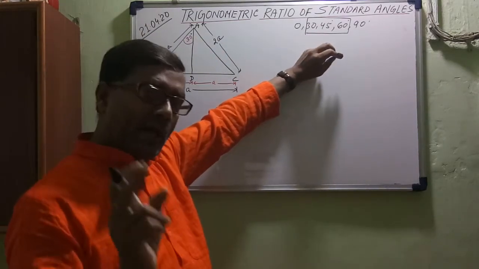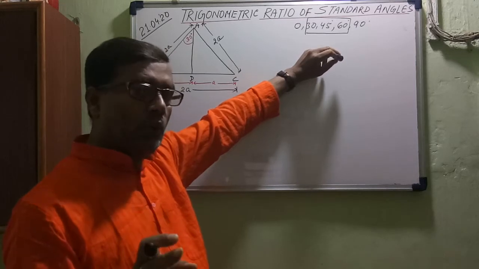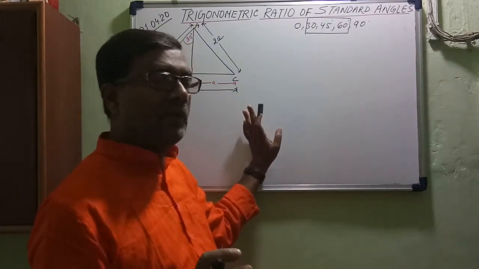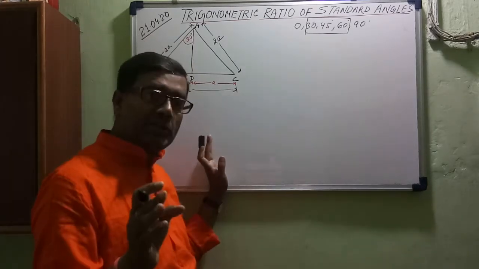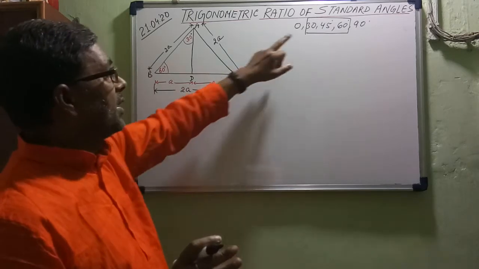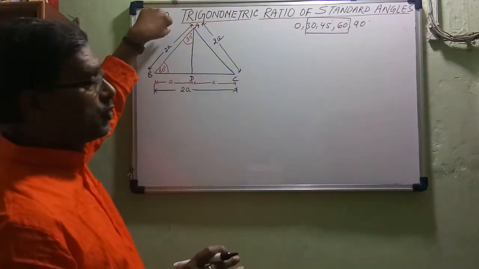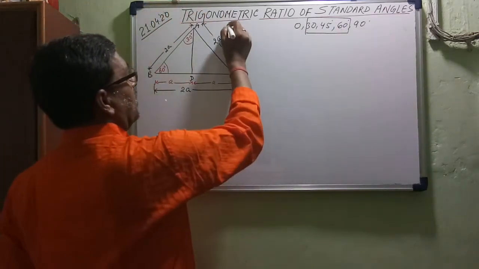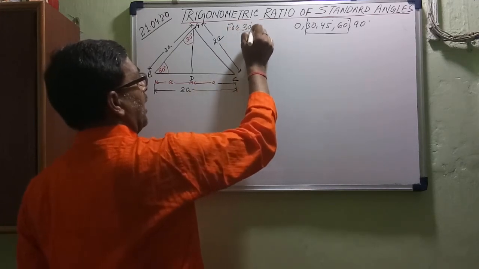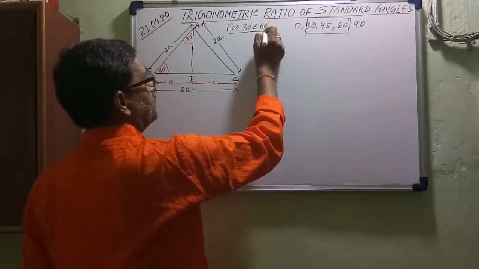You remember that I have already sent you the notes on this particular topic, but still I feel that if I explain, it will be easier for you to understand. So there are two parts, 30 and 60 degree will come together. So I will write here, for 30 degree and 60 degree.